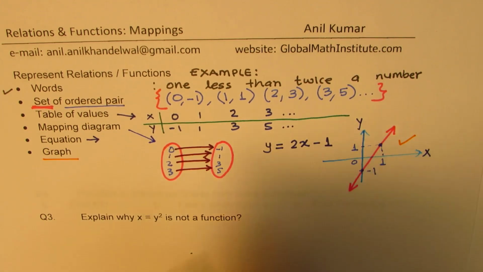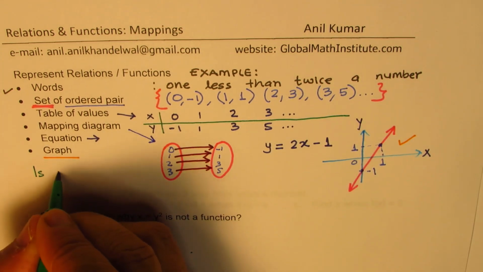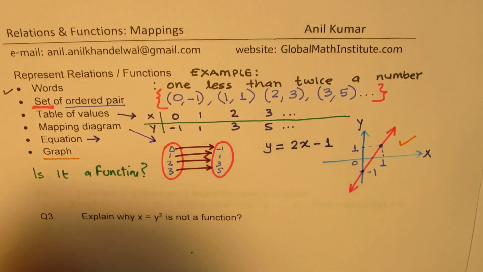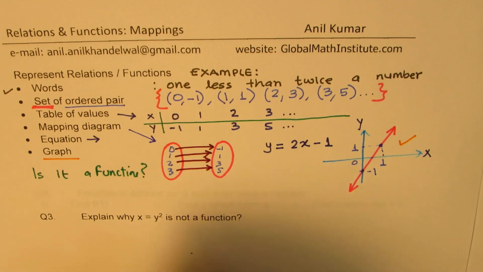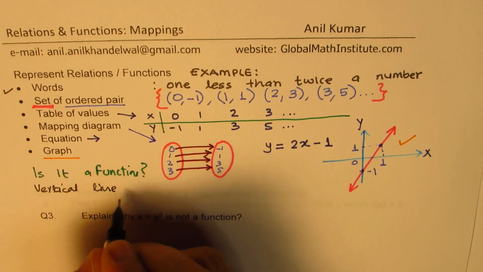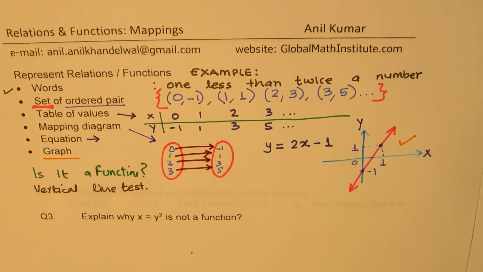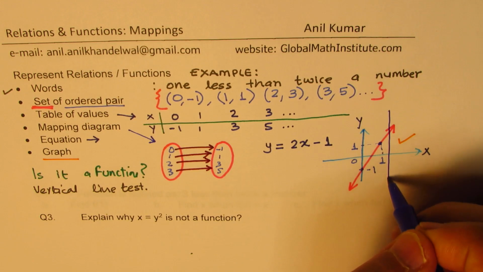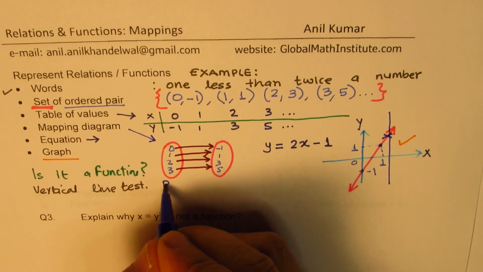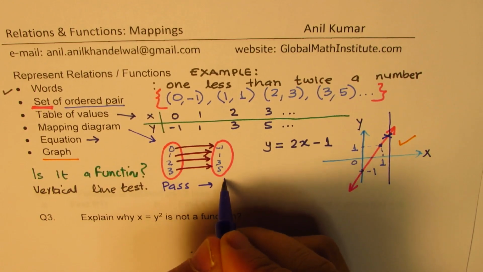Now the question is, is it a function? So for that, what are we going to do? We'll perform the vertical line test. If I draw a vertical line, then I notice that it only crosses the graph at one point, right? If I draw any vertical line, it only crosses at one point, and therefore it passes. That means it is a function.